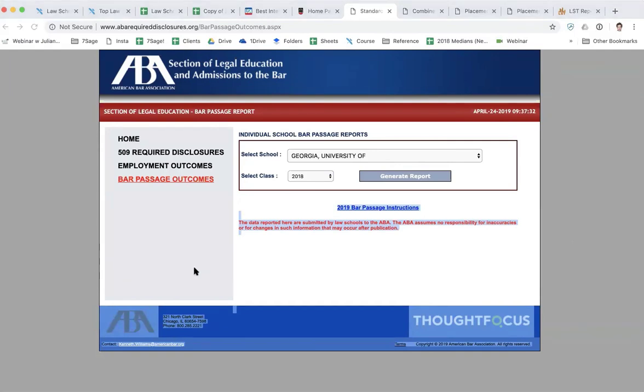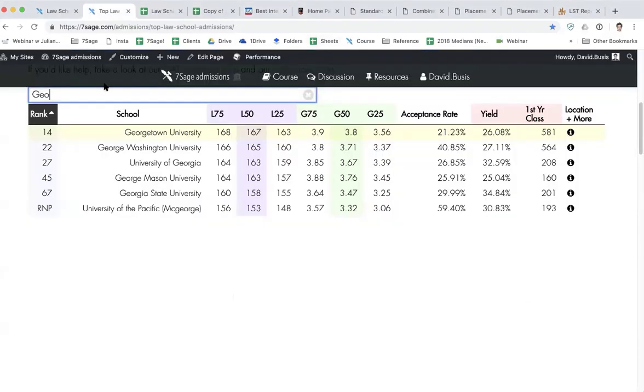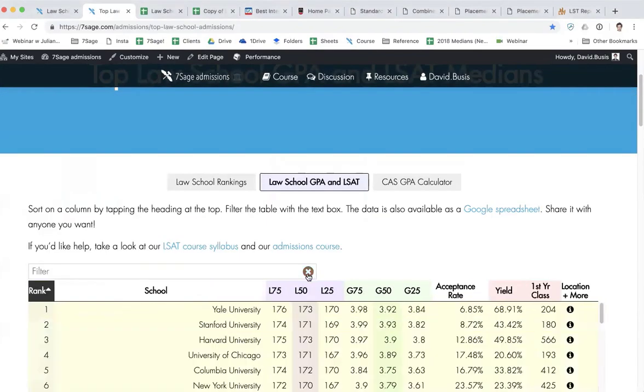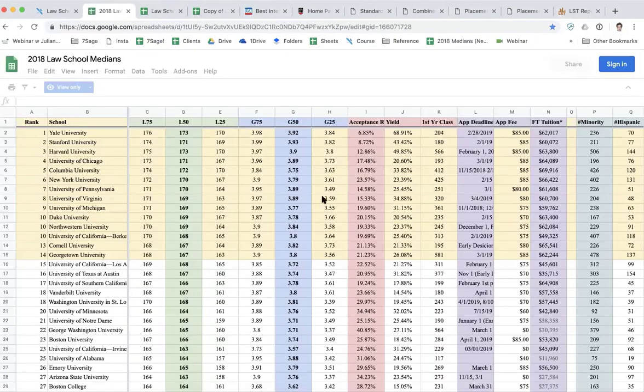Anonymous attendee asks, how often do people transfer after their first year into a higher ranked school? Well, this is also something we can look up. These are in 509 disclosures. I'll just point that out. We put together a big Google Sheet with a ton of this info.